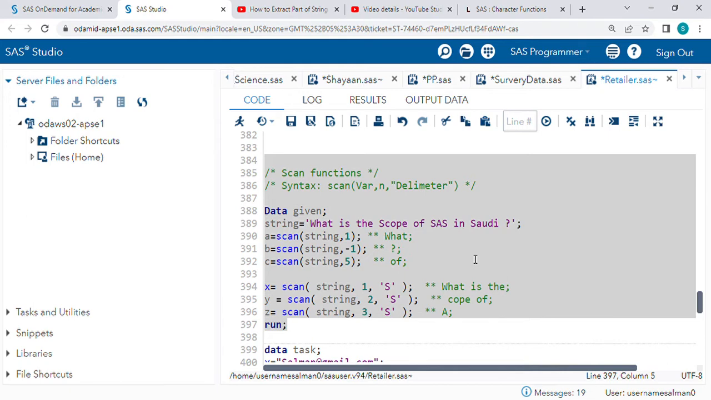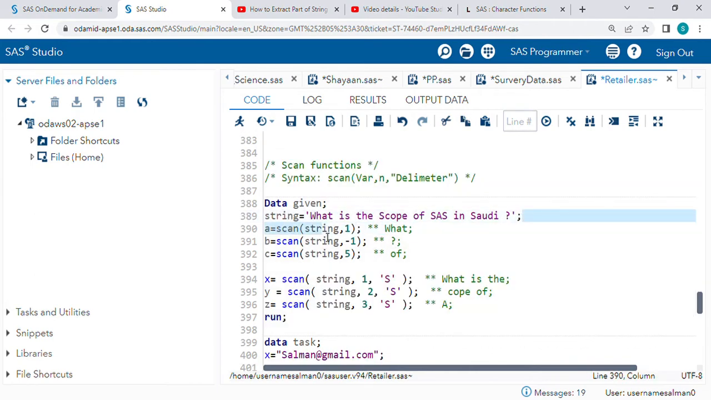So what is the SCAN function? The SCAN function is used to extract a word from a given string. For example, we have a string: "What is the scope of SAS in Saudi?" From this, if we want to extract any word, we will write SCAN of string, comma 1.